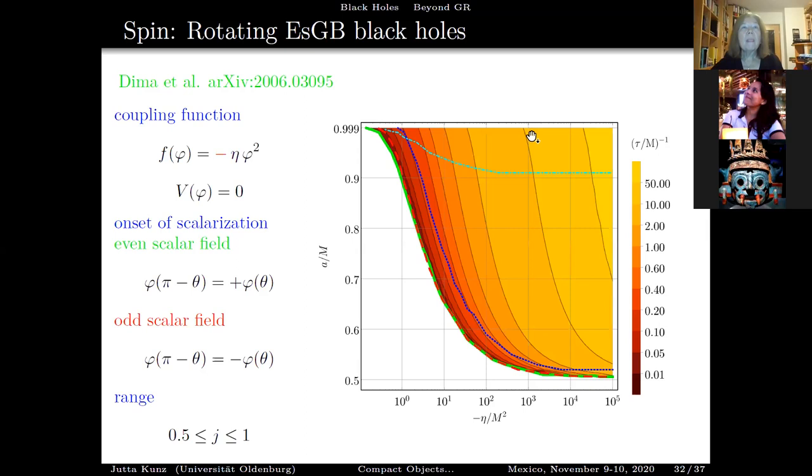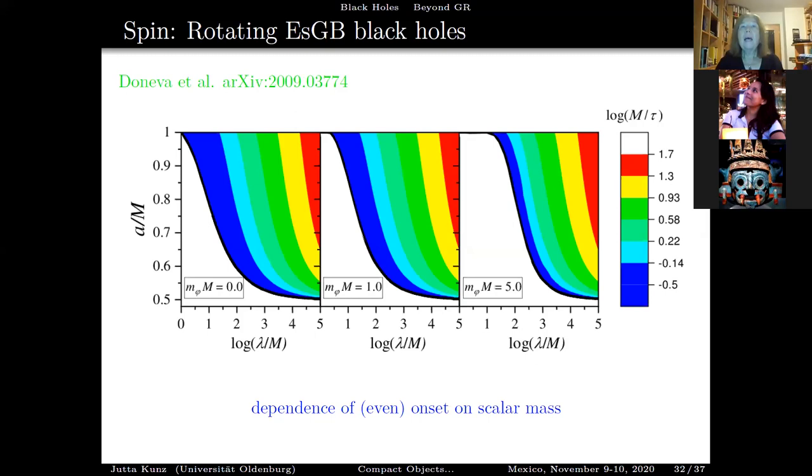The question is, does the onset really happen for fast rotation? So the onset happens when J, so it's angular momentum over mass squared, is bigger than 0.5. This is just the boundary. And Dima and colleagues have also looked at the mass dependence. They've given the scalar field some mass, and we see some change.